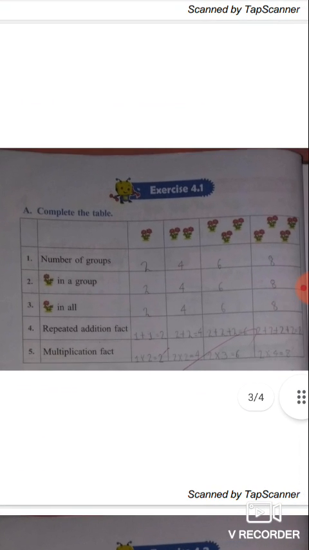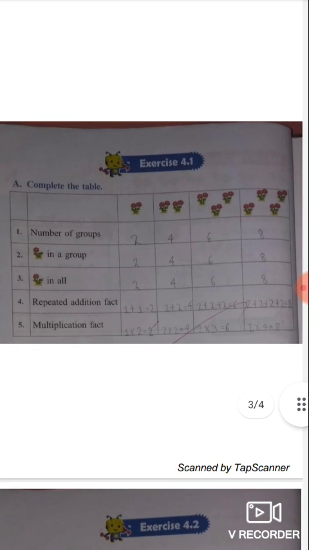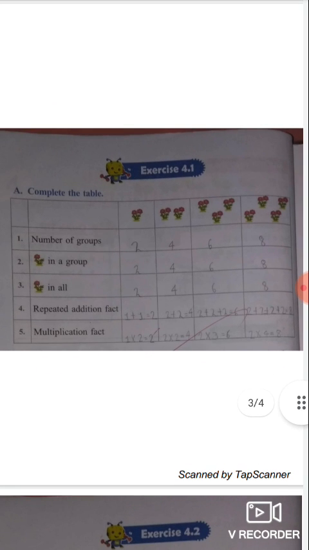Now students, let's come to Exercise 4.1. So let's do some practice. Complete the table. Students, here a table is given. We are going to complete this. Look here.